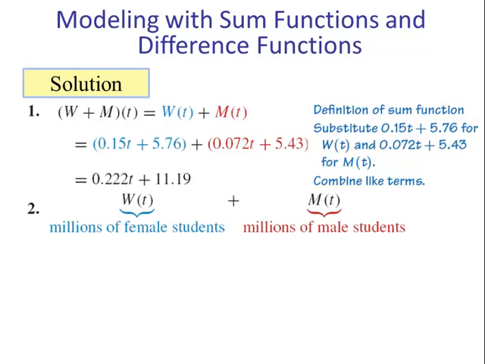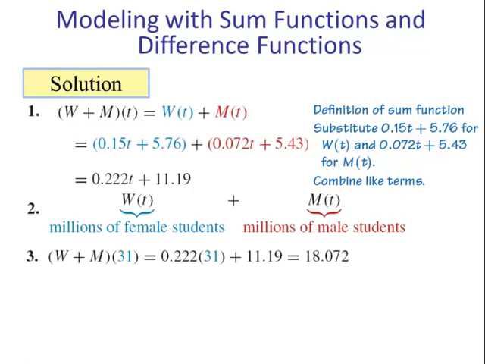Number 2, the unit analysis. W of t, the units are millions of female students. M of t is millions of male students. So our units are millions of students.